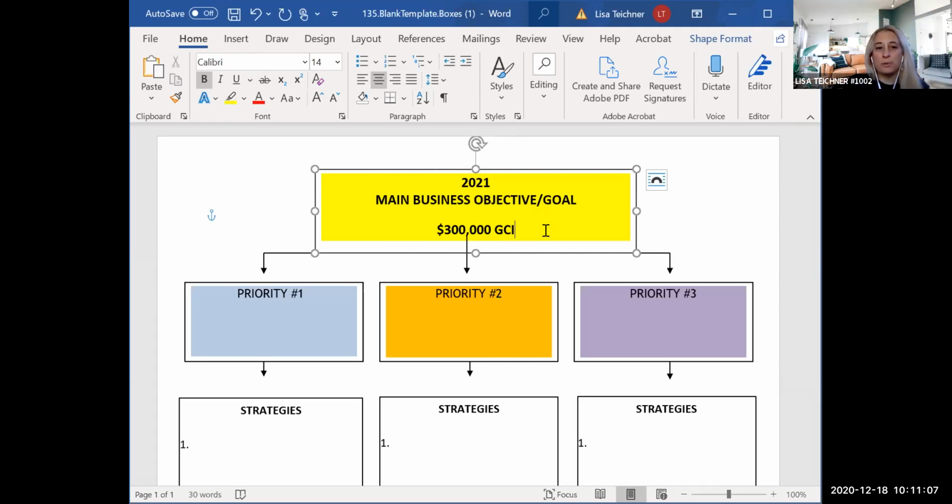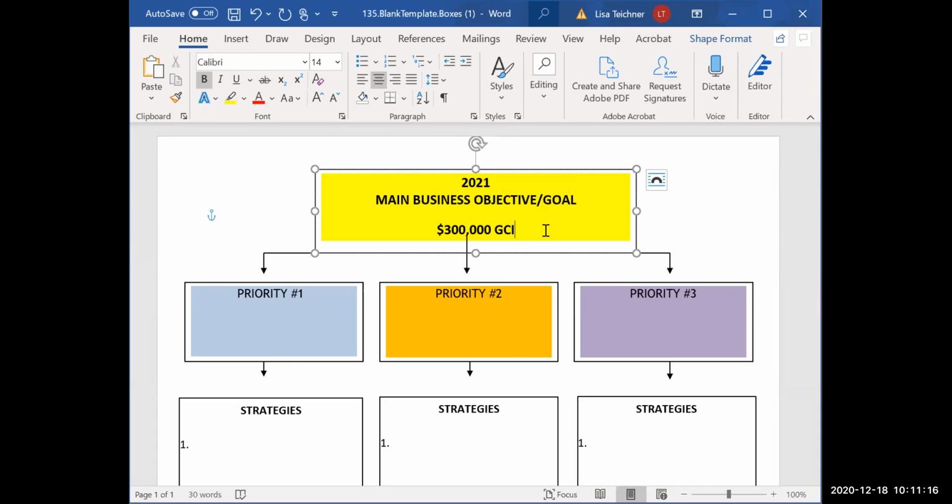What is the purpose of putting the priority? How does the priority relate to your business objective or your overall goal for the year? It's the 3 priorities that by accomplishing them, you can accomplish your one goal. So if you accomplish the 3 priorities, then you reach your one goal. And then the strategies are the breakdown of how to accomplish each of the priorities. Is that right? Thank you, Tony.